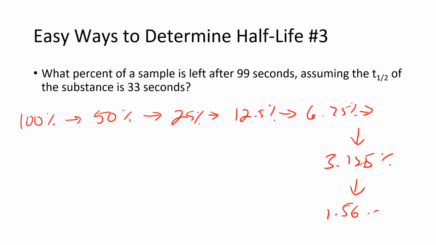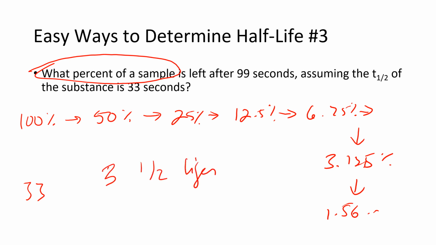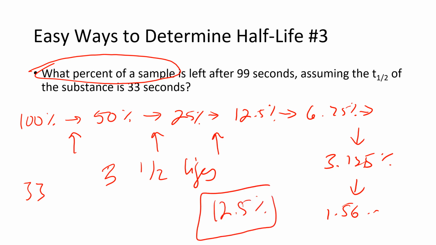So after 99 seconds, how much percent of this? We don't care about the mass. All we care about is the percent. If the half-life is 33 seconds of a substance, and 99 seconds passes, that means that is a total of 3 half-lives. So 1, 2, 3. After the third half-life, what's the percent that's left? 12.5% is left over.